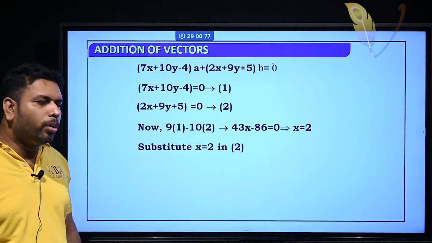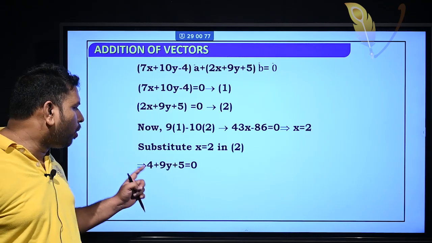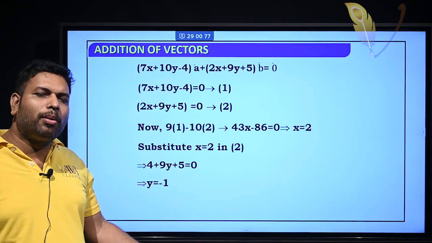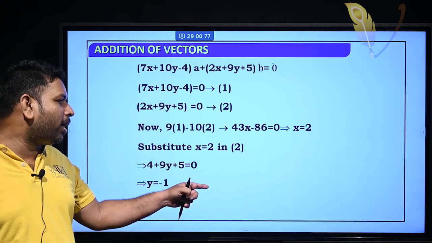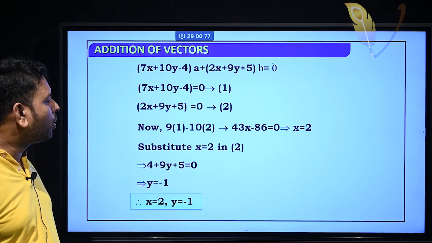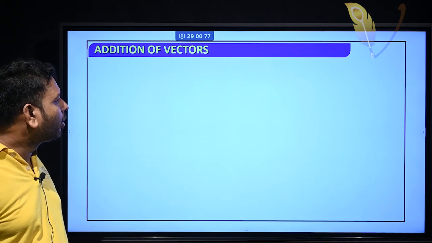Substitute x equal to 2 in 2. So 4 plus 9y plus 5 equal to 0. So 9y plus 9 equal to 0. So 9y equal to minus 9, y equal to minus 1. So x equal to 2, y equal to minus 1.